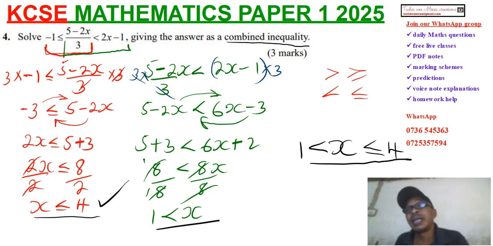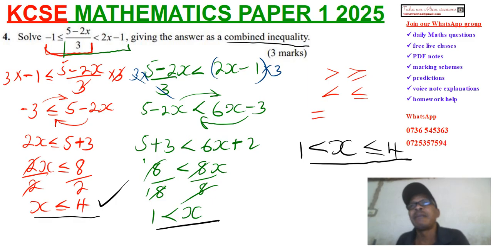Another important thing I would like to remind you is that when you take values across the inequality sign, it works like the equal sign. It changes the sign. For example, here you can see when we took 2x to the other side, it became positive. And when we took 3 to the other side, it became positive. So that is very important.